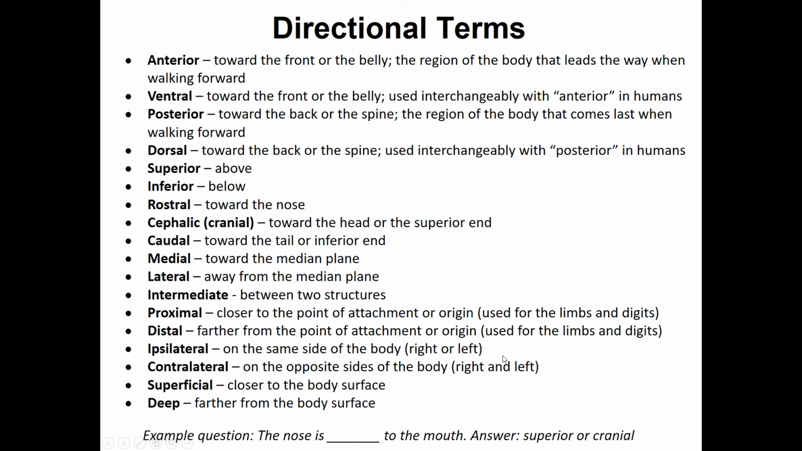Ipsilateral and contralateral also go together. Ipsilateral means 2 structures that are on the same side of the body, while contralateral are structures on opposing or opposite sides of the body. Finally, you see the terms superficial and deep. If you imagine the body is like an onion with many, many layers, superficial are going to be those tissues or structures that are closer to the body's surface, like the outer layers of an onion. And then deep is anything farther from the body's surface, so more towards the core. We will often ask you to use these terms when you are comparing 2 structures, like I gave you an example of earlier. This example that's from your lab manual says the nose is blank to the mouth.